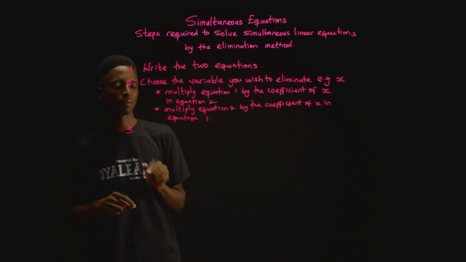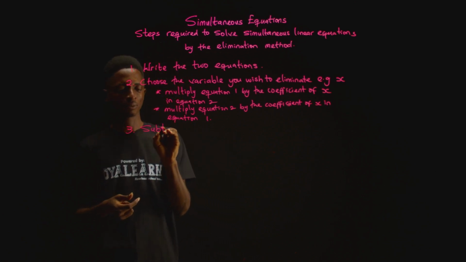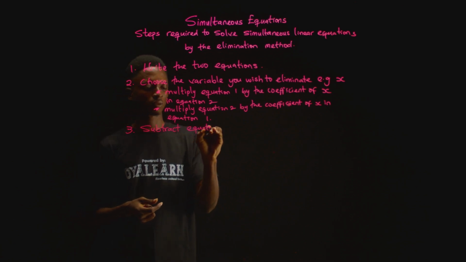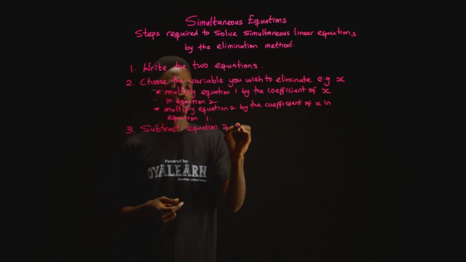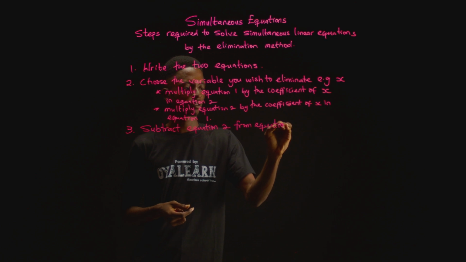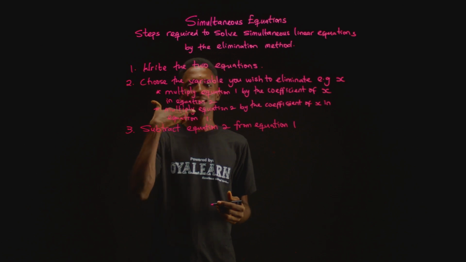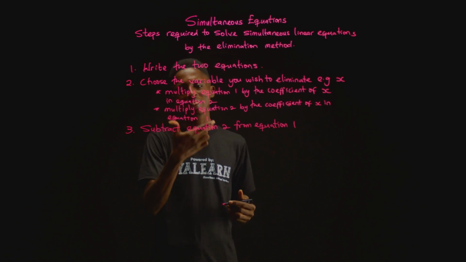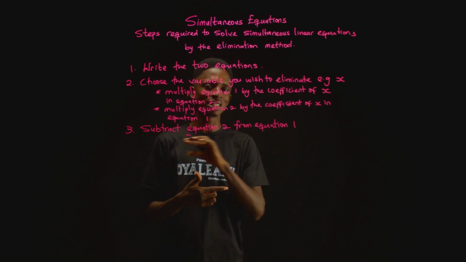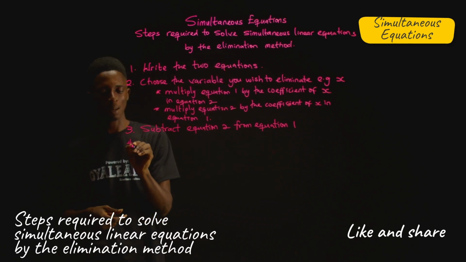So step 3. To eliminate x, what you then do is you subtract equation 2 from equation 1. So when you apply the subtraction, you will discover that since the coefficient of x in equation 1 and the coefficient of x in equation 2 are the same, when you subtract them, you will get 0 for x, and then you will be able to solve for y, which is our step 4.